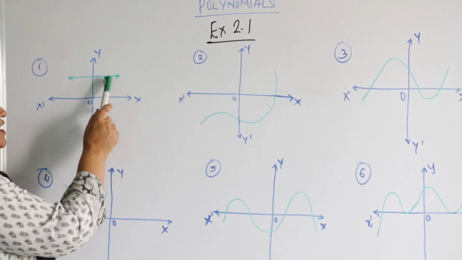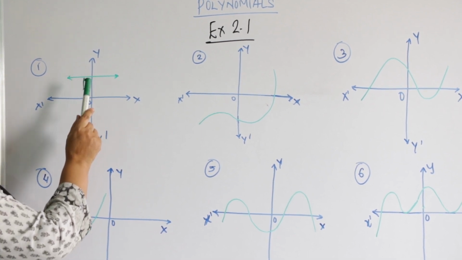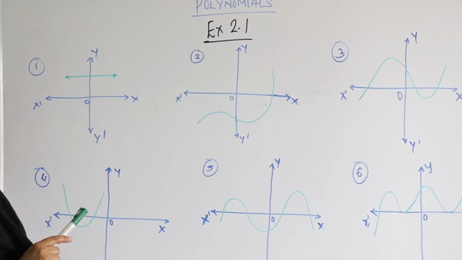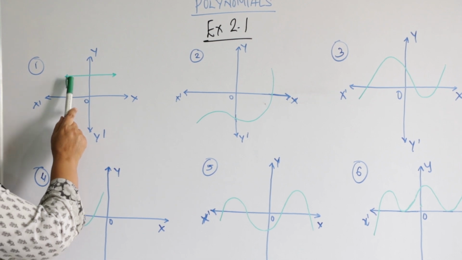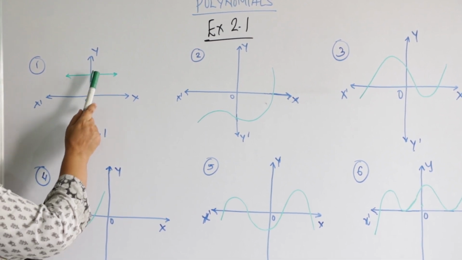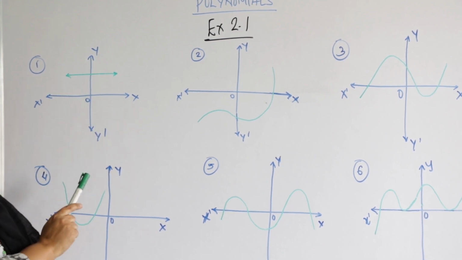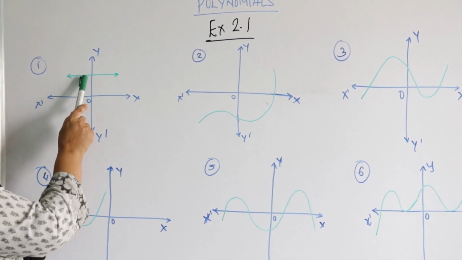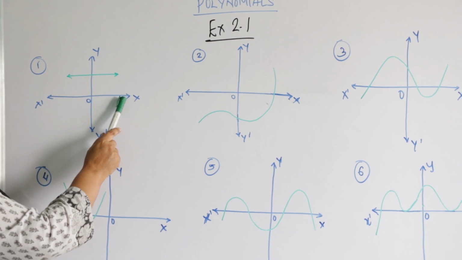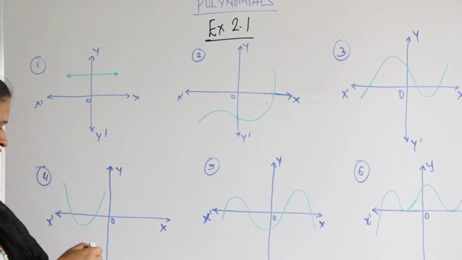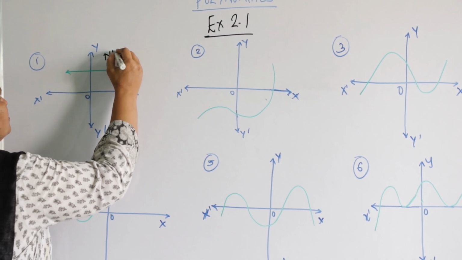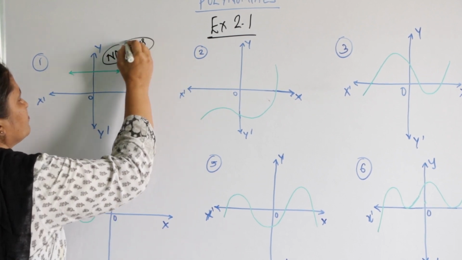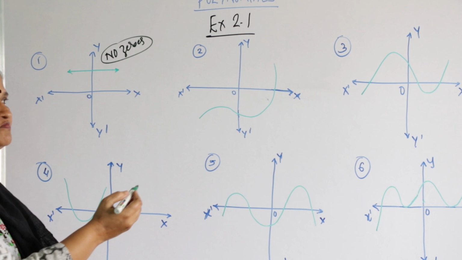Now this is the line plotted, and this is not even touching the x-axis. As we have already discussed in our previous sessions, you should see at how many points the graph intersects the x-axis, and that many zeros the polynomial will have. Now this line does not touch the x-axis anywhere, so this polynomial has no zeros. No zeros. Okay? Now let's move on to the second one.